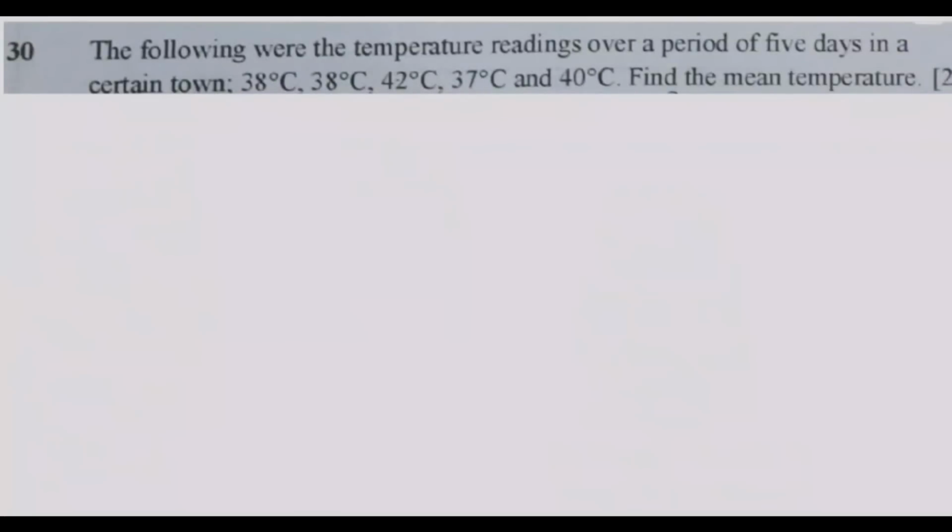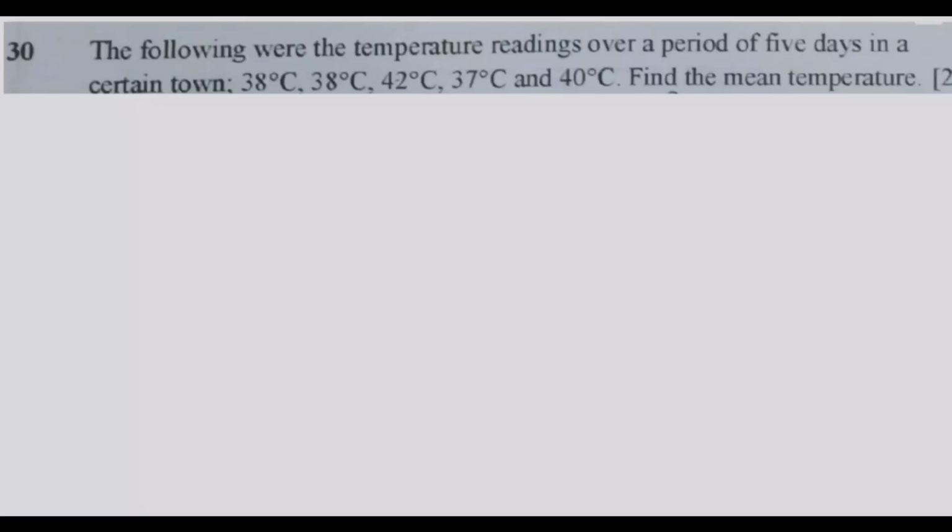Question 30 was as follows. The following were the temperature readings over a period of 5 days in a certain town: 38 degrees Celsius, 38 degrees Celsius, 42 degrees Celsius, 37 degrees Celsius, and 40 degrees Celsius. Find the mean temperature. You should know that the mean of anything in mathematics is the average. So what is the average of the temperature in this area?